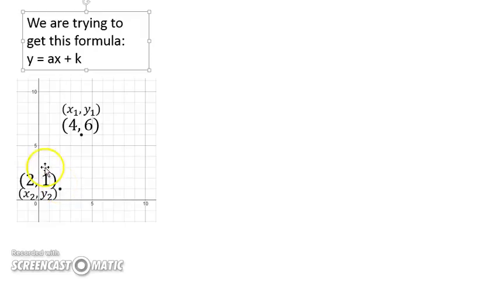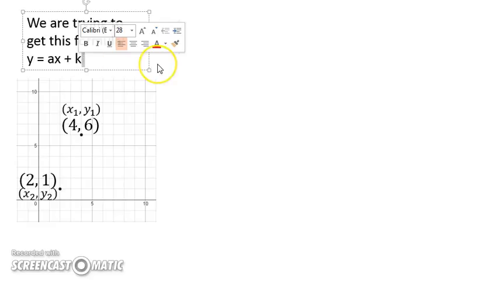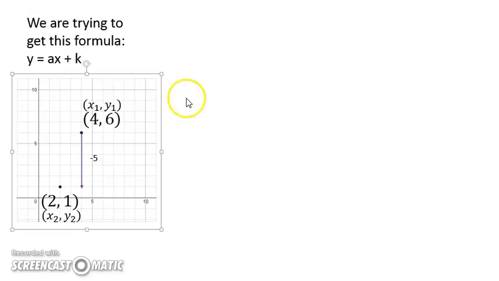So we're trying to get this point slope formula of y equals ax plus k, where a is my slope and k is going to be my y-intercept. So let's first think about if I wanted to move from my x sub 1, y sub 1 point to my x sub 2, y sub 2. And let's say we can only move in a vertical or horizontal line.